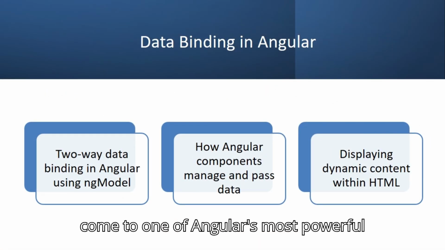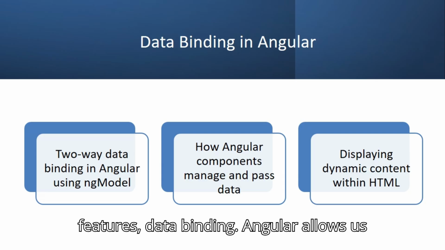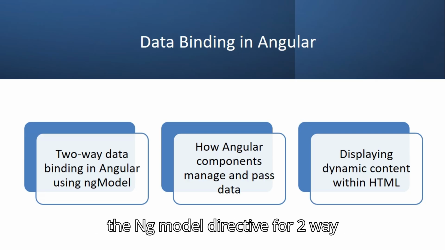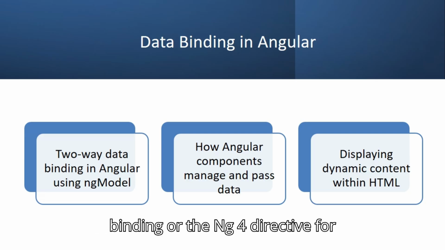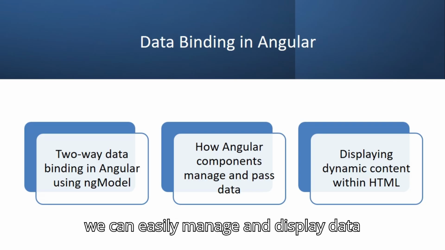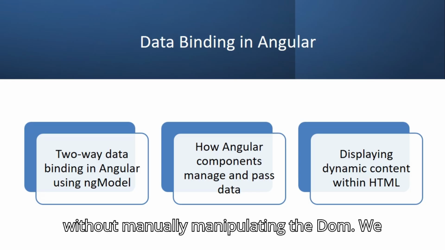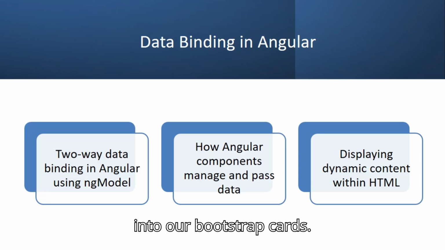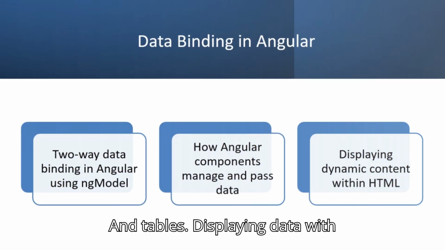Next, we come to one of Angular's most powerful features, data binding. Angular allows us to bind data dynamically to the DOM using the ngModel directive for two-way binding or the ngFor directive for rendering lists. With Angular's components, we can easily manage and display data without manually manipulating the DOM. We will use this capability to inject data into our Bootstrap cards and tables.